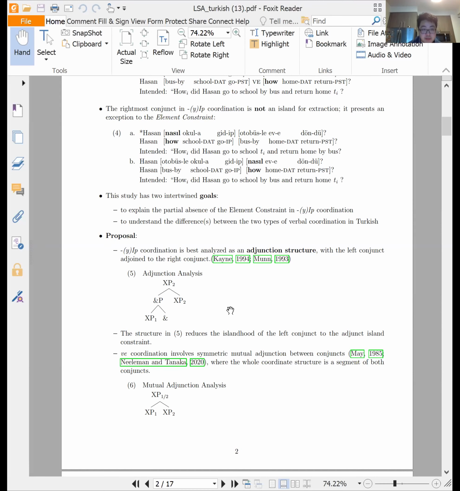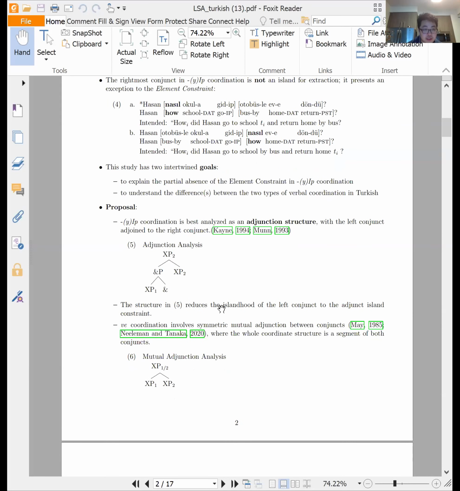It's been proposed by people for coordination in English and other languages, with the left conjunct adjoined to the right conjunct, or non-final conjuncts adjoined to the final conjunct. So the structure is in 5. We see the NP is adjoined to the right conjunct, and the right conjunct is basically the clausal spine. And from this structure, we can reduce the islandhood of the left conjunct to the adjunct island constraint.